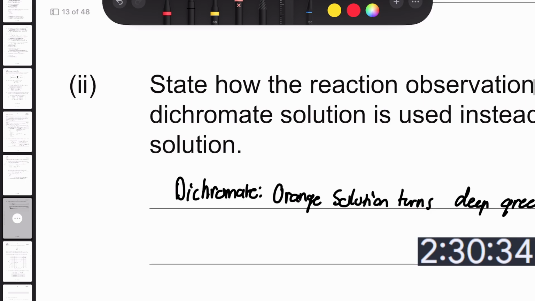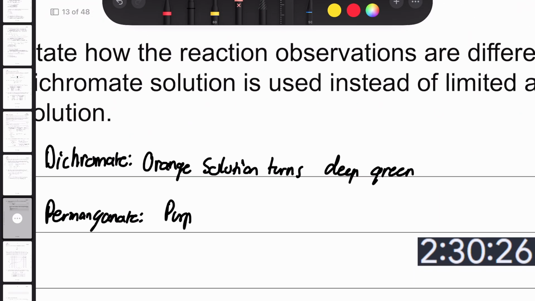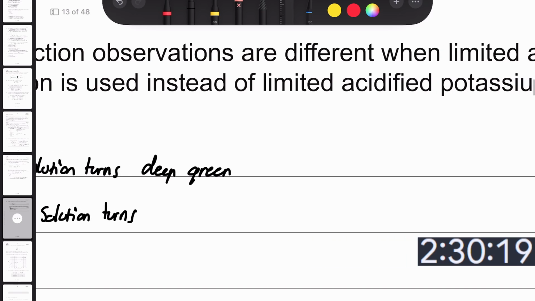And then the permanganate, we have a purple solution that turns, and then Mn2 plus turns pale pink.